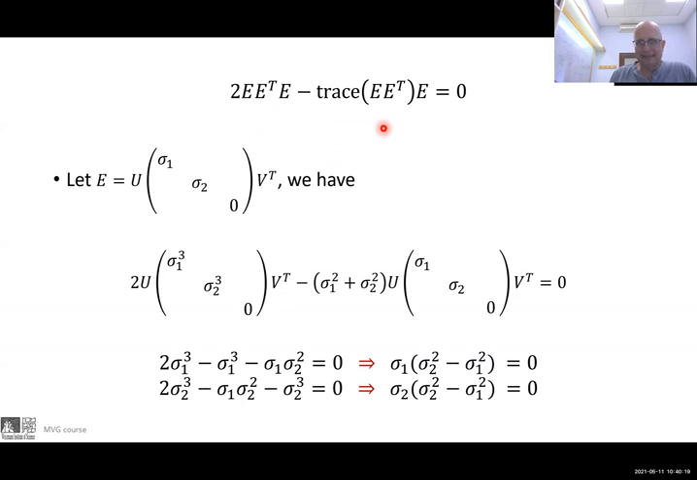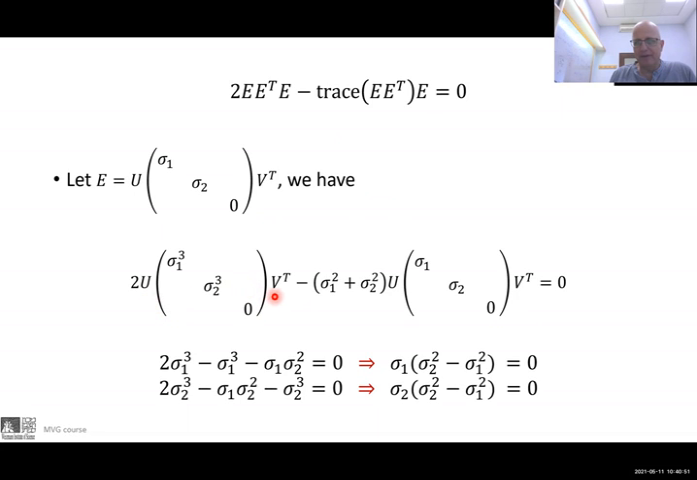The trace is simply the sum of the squared singular values. Again, in E transpose E, V transpose V is identity. So you get that the trace is the sum of the squares of the singular values times E. So you get just the singular value decomposition of E here.